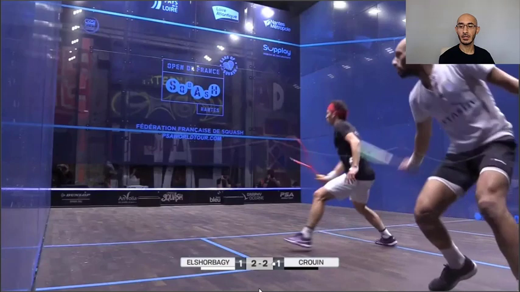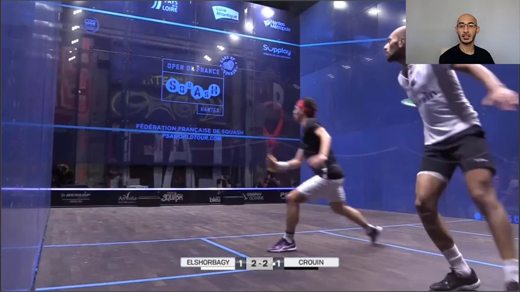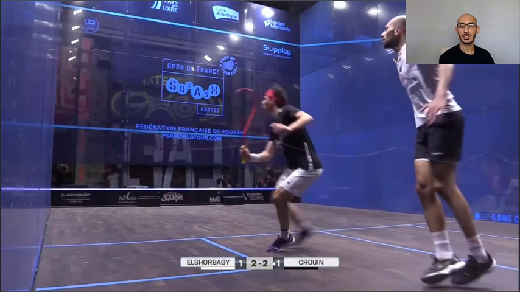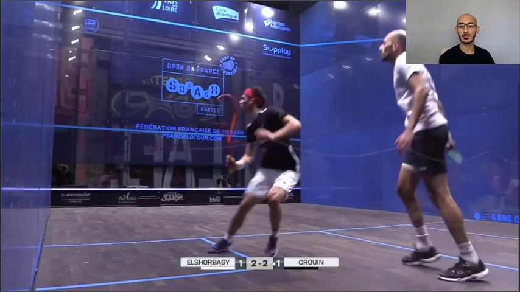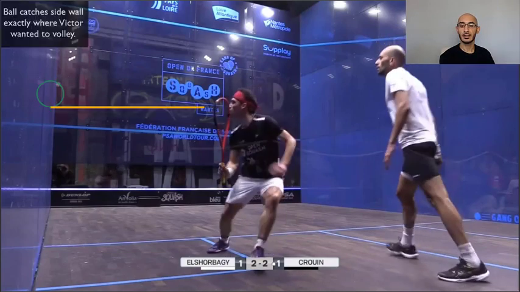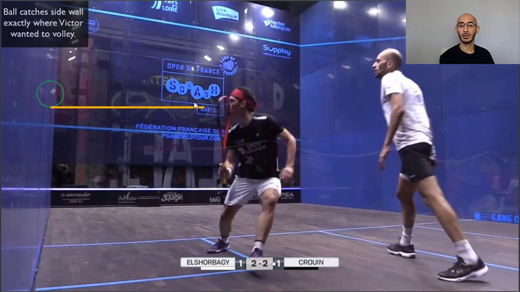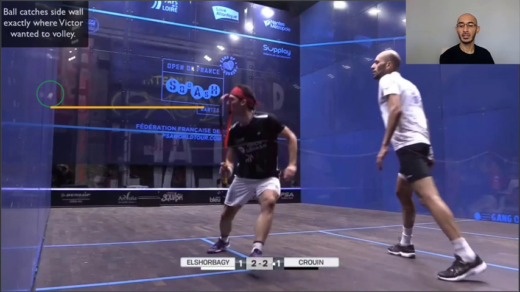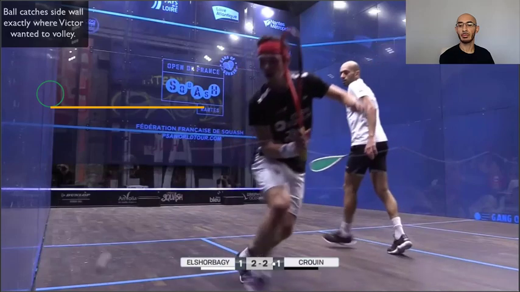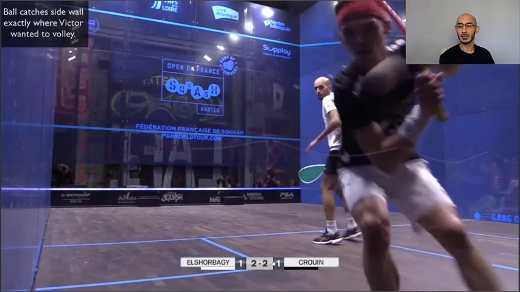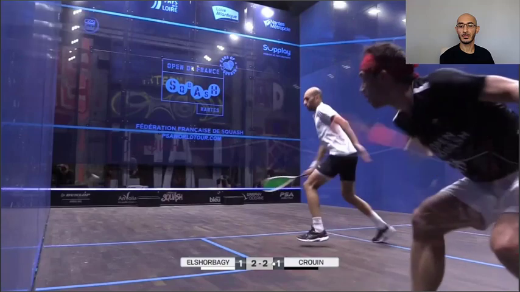Marwan hits his drive. Watch Victor's first step is to the left of the court, and his racket comes up looking to volley, just like we talked about a second ago. But because he realized Marwan's length is catching the sidewall at precisely the point that we just discussed a minute ago, he puts his right foot down to push himself back. And there you go. Ball catches exactly where he would ideally want to volley, and there he has to drop back in order to get the length off the back wall.